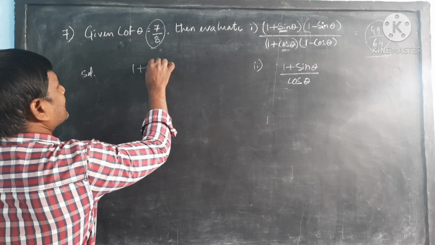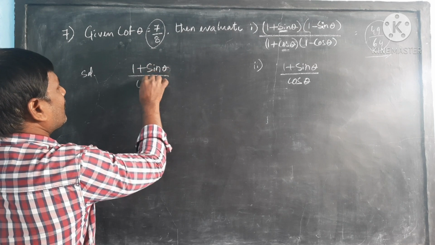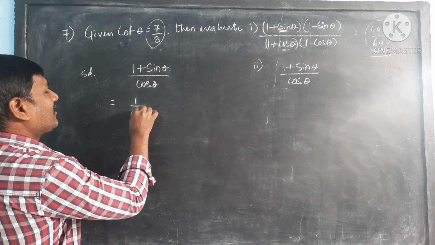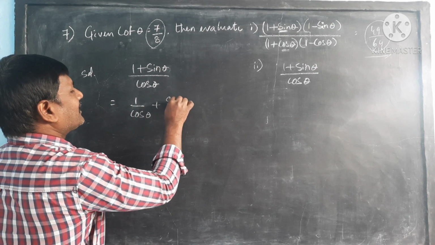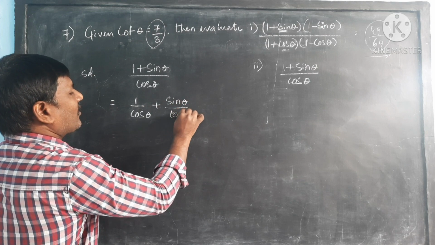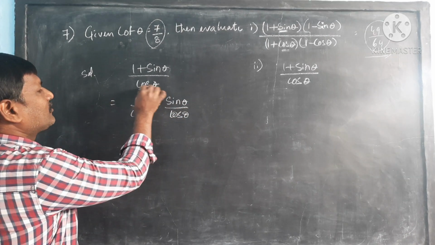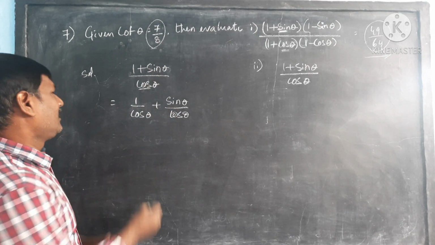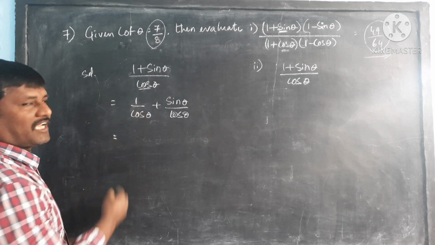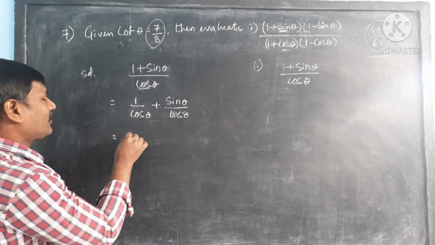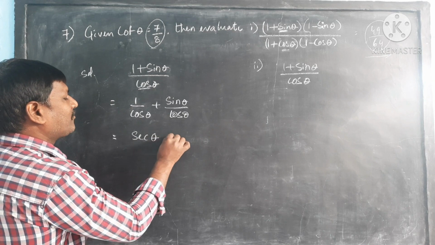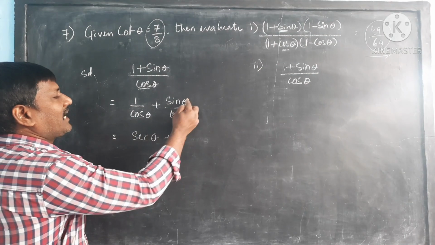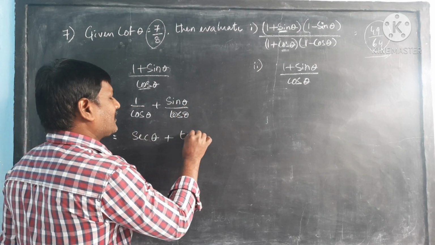1 plus sin theta divided by cos theta. This can be written as 1 by cos theta plus sin theta by cos theta. This is because cos theta divides both numerator terms, 1 by cos theta and sin theta by cos theta, so I separated them. Now let us write the trigonometric ratios. 1 by cos theta is sec theta, because sec theta is the multiplicative inverse of cos theta. In the same way, sin theta by cos theta is tan theta.